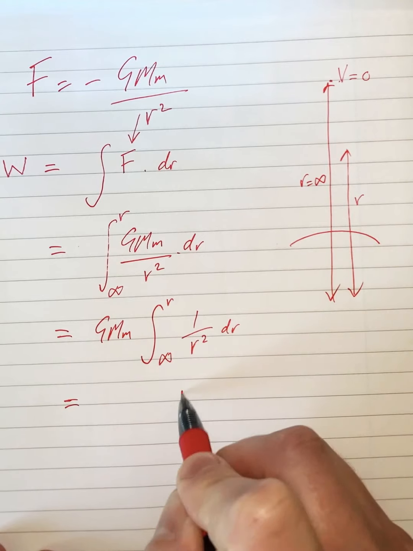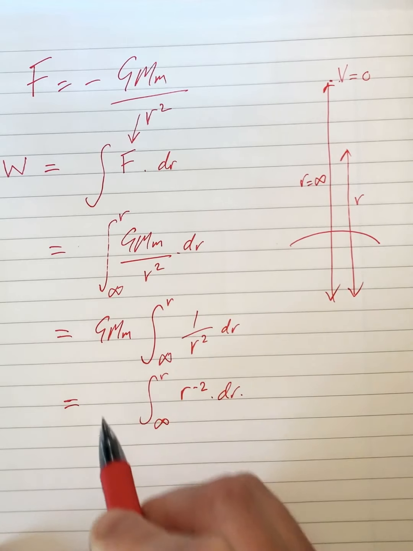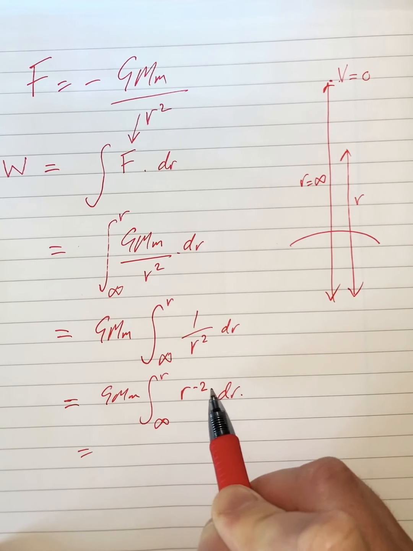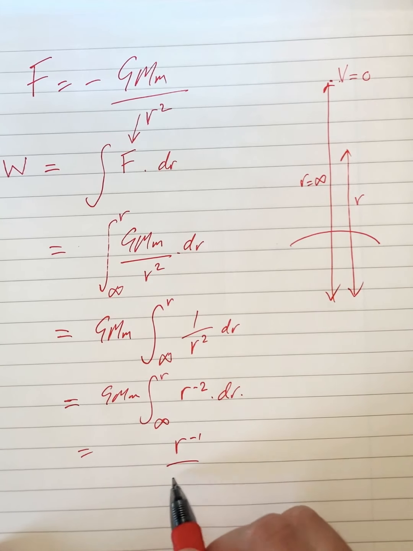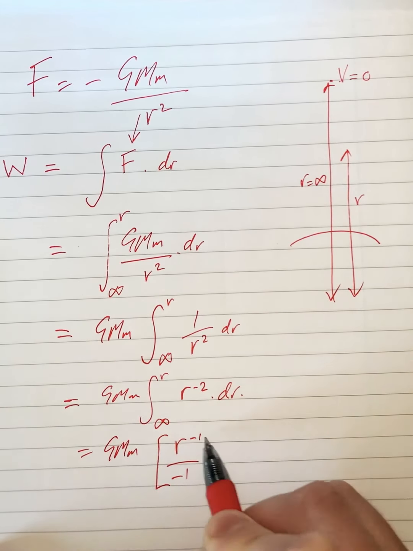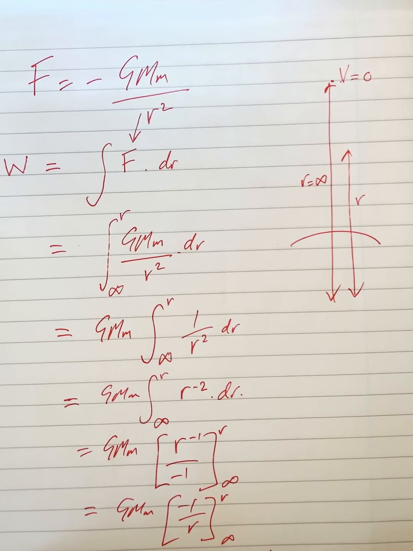So what does this look like then? If I simplify that, or if at least I put it like this, it might look a little easier. If I've got minus 2 and I'm going to add 1 to that power, I'm going to get minus 1, and if I divide by the new power, I'll be dividing by minus 1. So I've got r to the minus 1 divided by minus 1 between these values. And then just to put that back into how this looks, I've got minus 1 over r, take away minus 1 over infinity, between r and infinity.